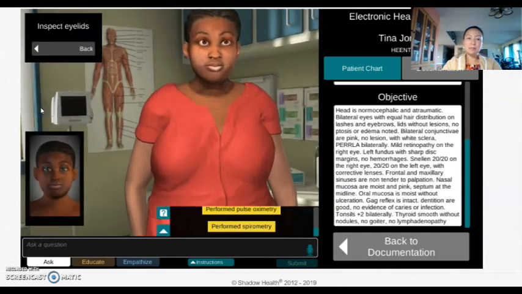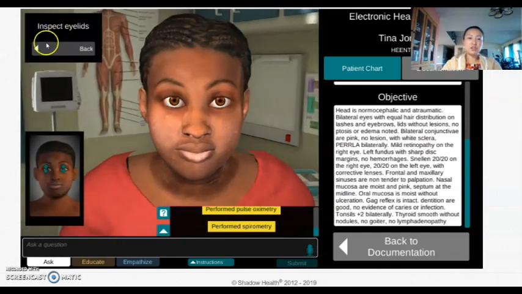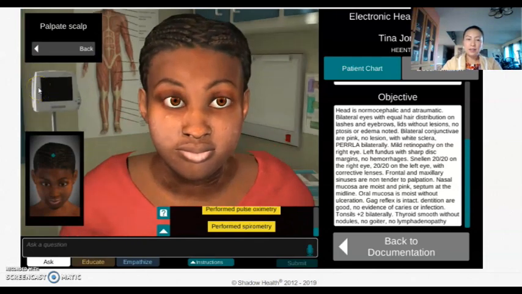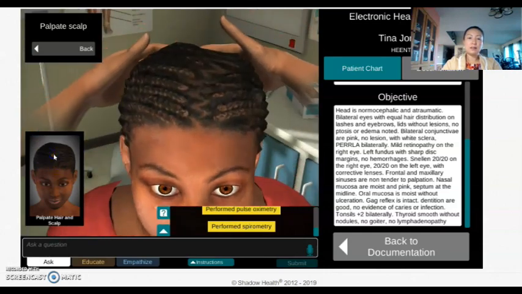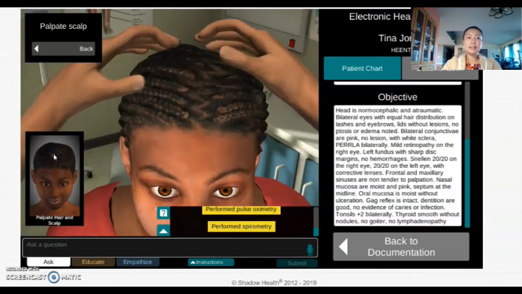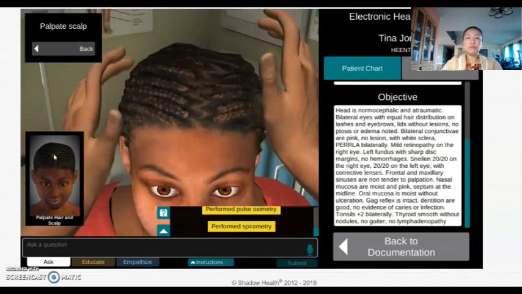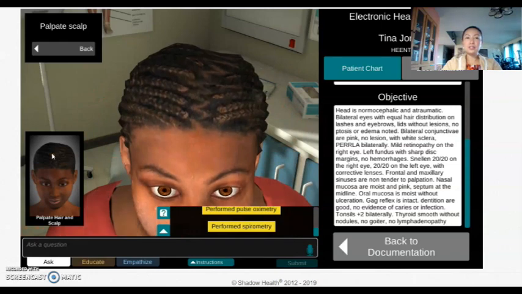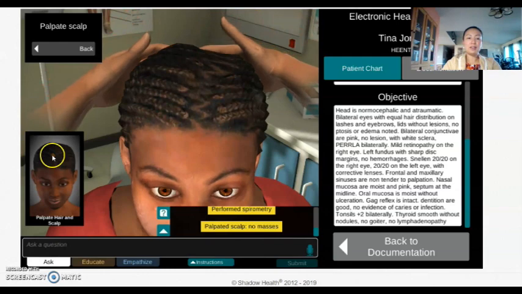Okay, at this time, I am going to inspect and palpate the scalp, and at the same time, this gives me the opportunity to also inspect the whole face. I am going to start palpating the head, and this is to look for any abnormalities such as masses or lumps or any contusions or abrasions, any tenderness, any balding or thinning of the hair areas.